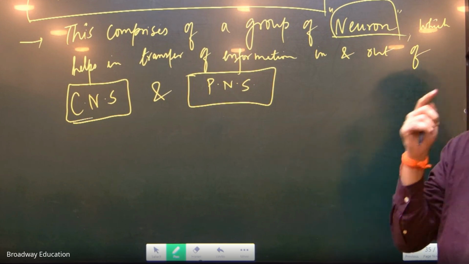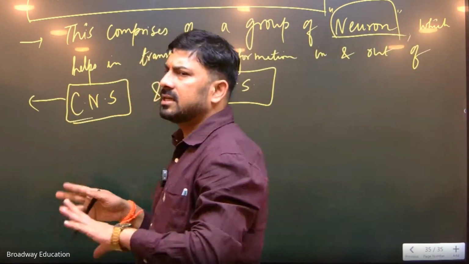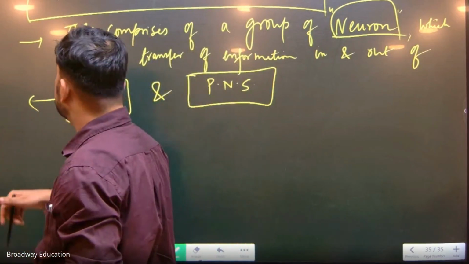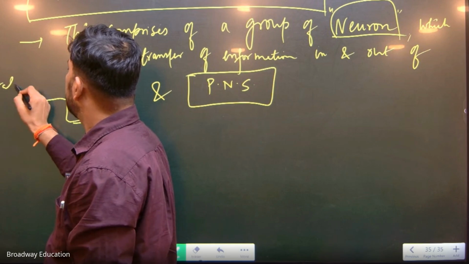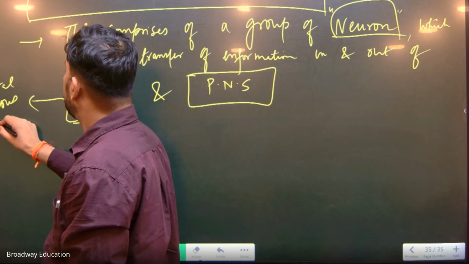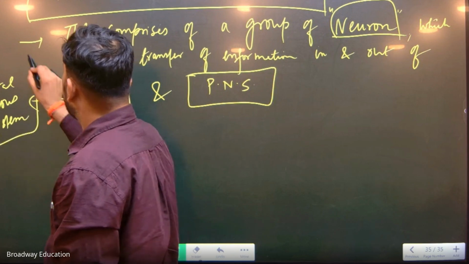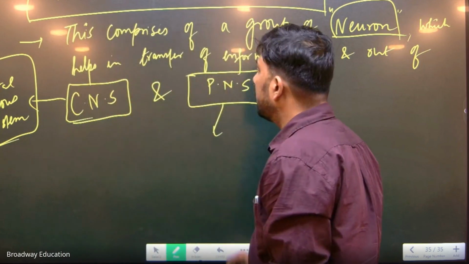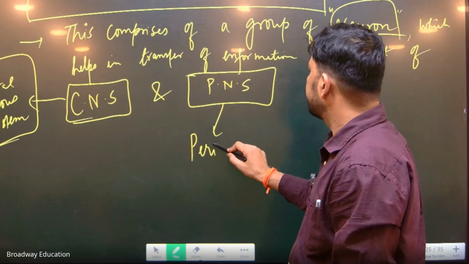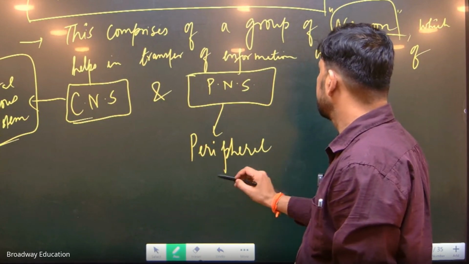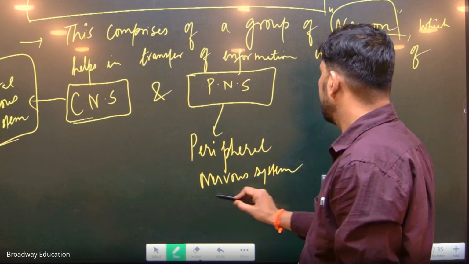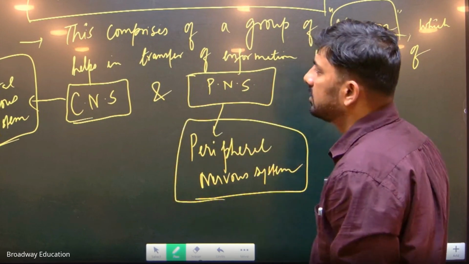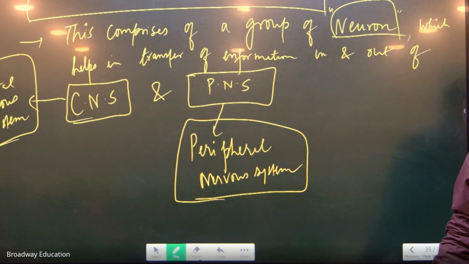Is this part clear? We'll see this in detail later on. As of now, please write: CNS stands for Central Nervous System, and PNS stands for Peripheral Nervous System. Understood, everyone?